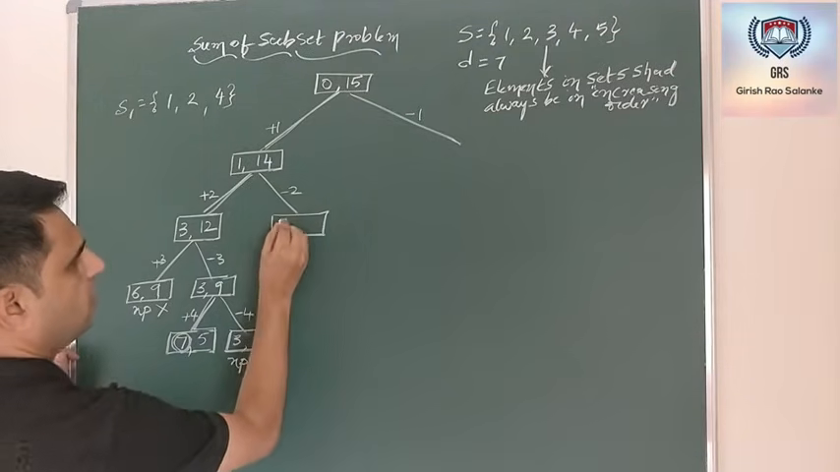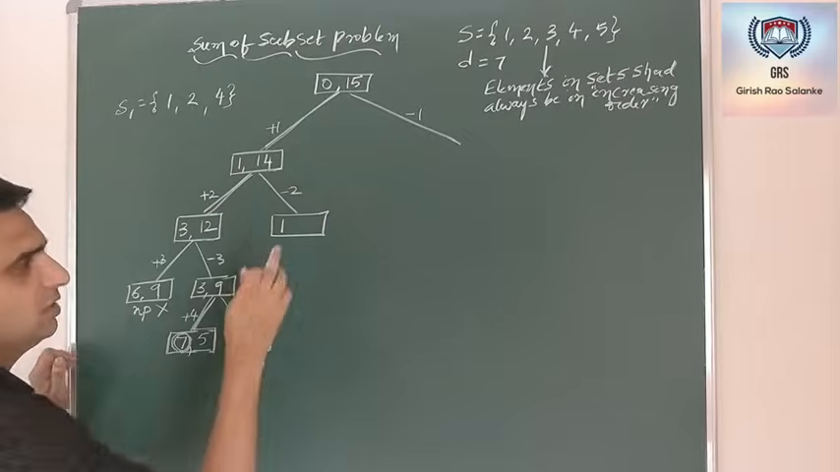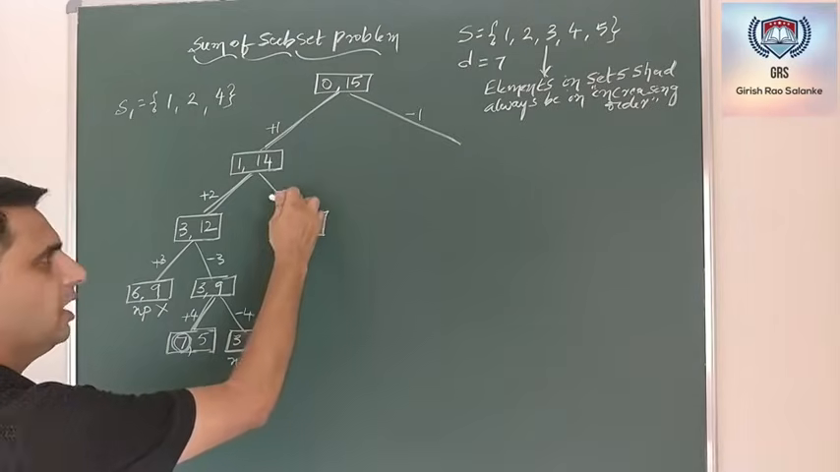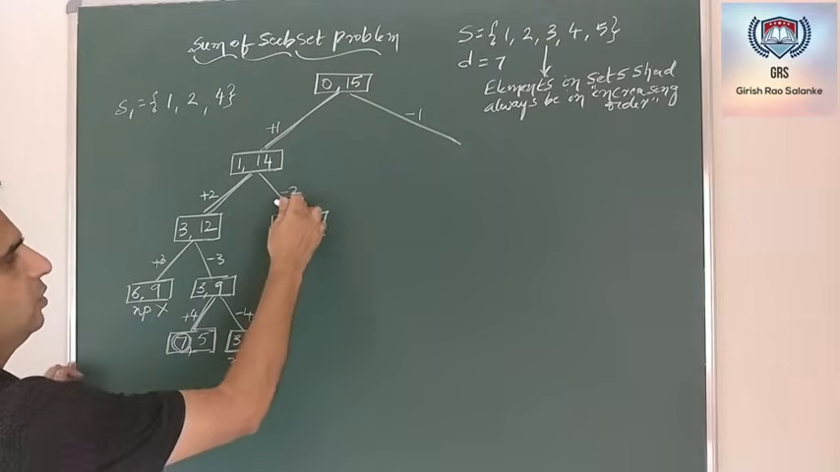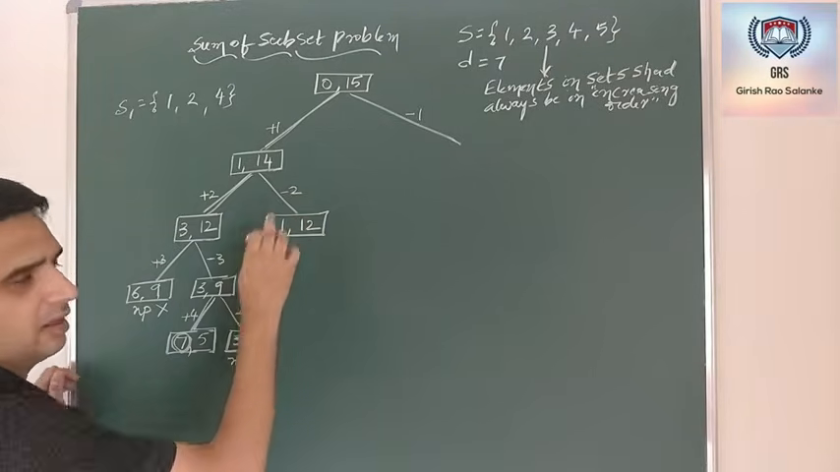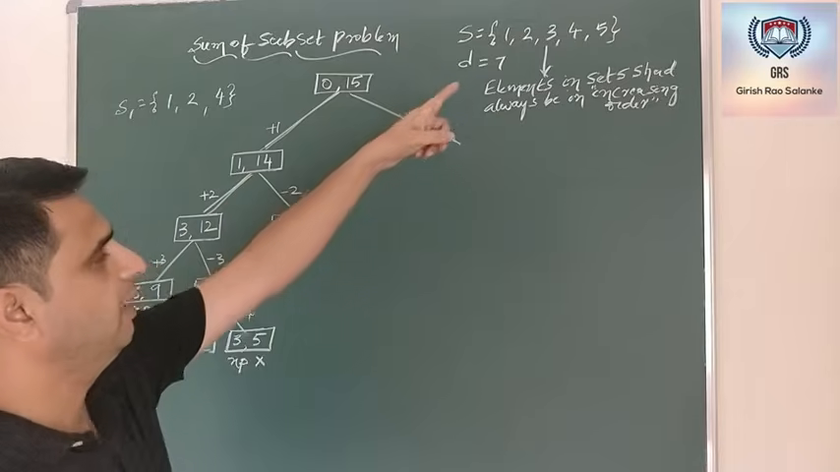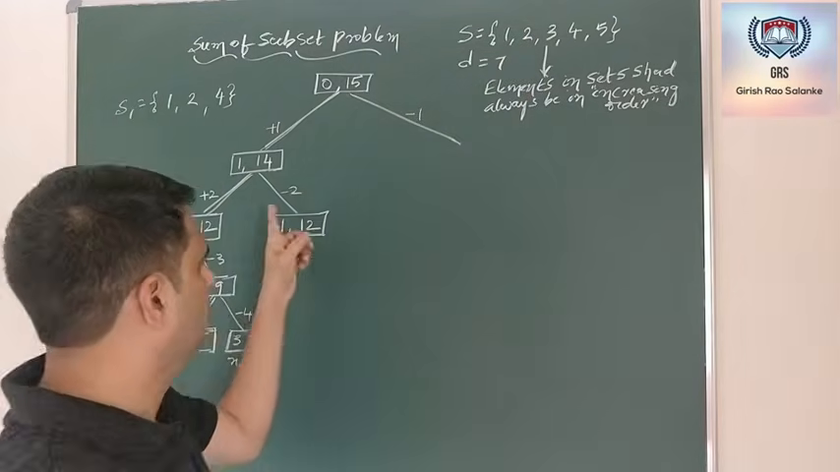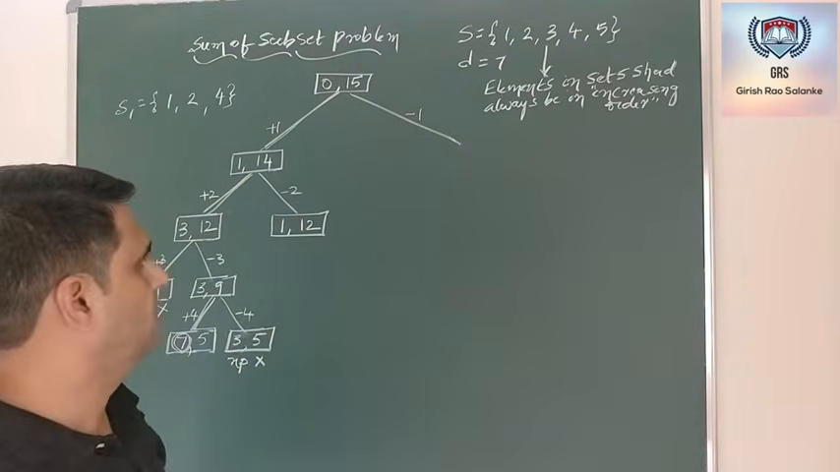Now it is 1 minus 2, which is 1. I repeat once again, 1 minus 2 is not minus 1. It implies that you are not including this particular object. 1 minus 2 is 1, and 14 minus 2 is 12. Here I subtract the weight of the second element, which is 2. So 14 minus 2 is 12.